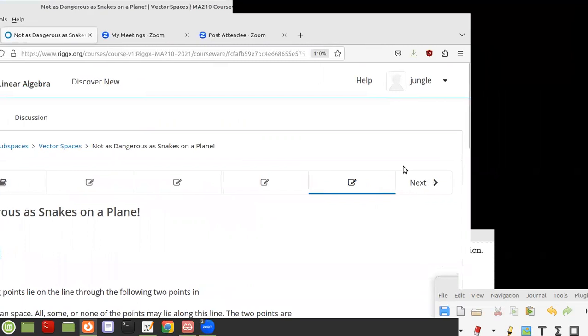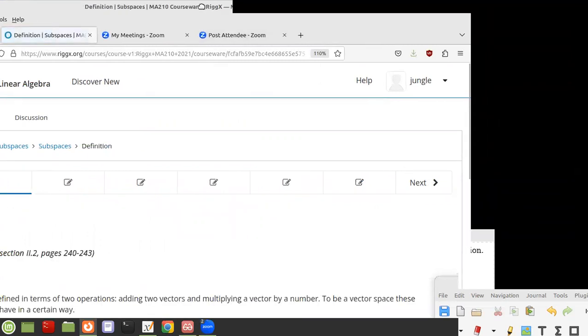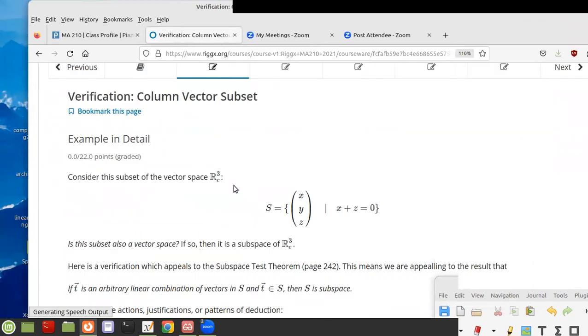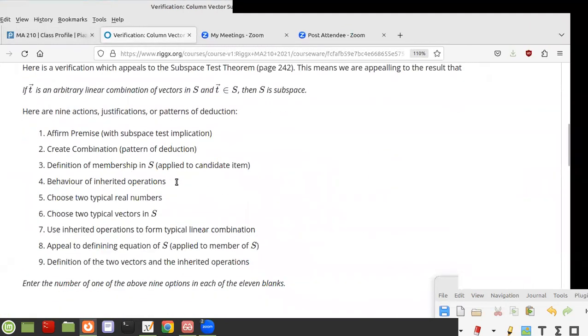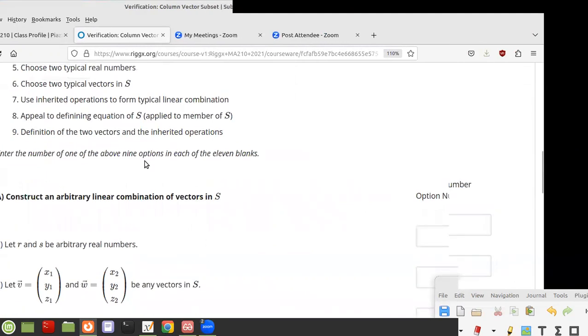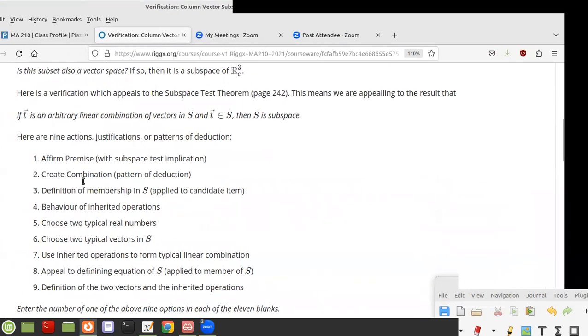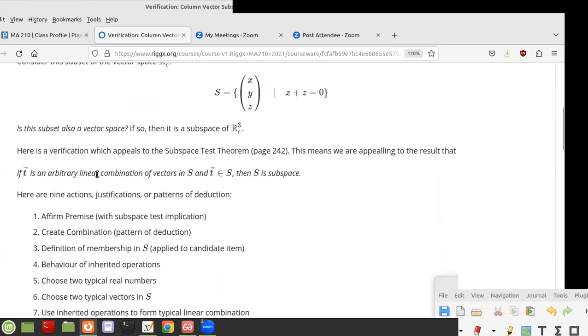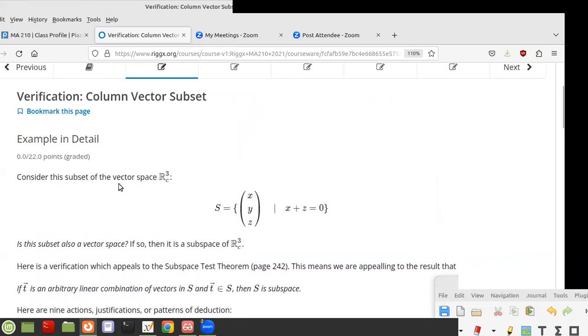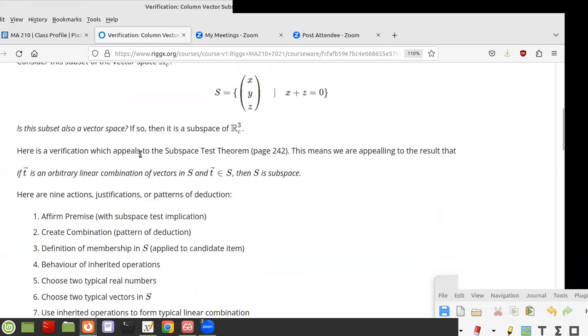So, let's see. There's a definition. Okay, so here's one of these. I'm giving you a list of these logical steps, proof steps. So you have to become familiar with these things, and it's like saying, consider this subset of a vector space. Okay, here's this definition. Is this subset also a vector space? If so, then it is a subspace of R3. Here's a verification which appeals to the subspace test theorem. That's the one we just looked at.